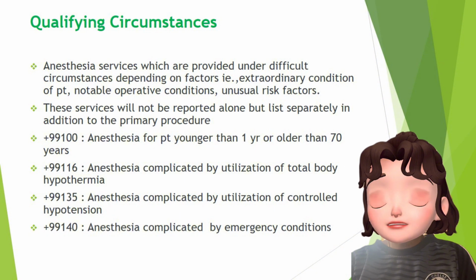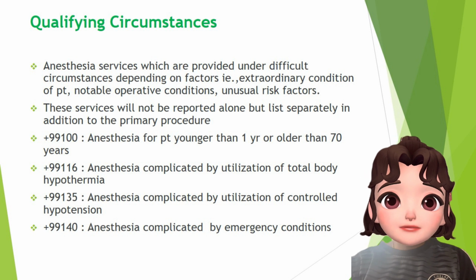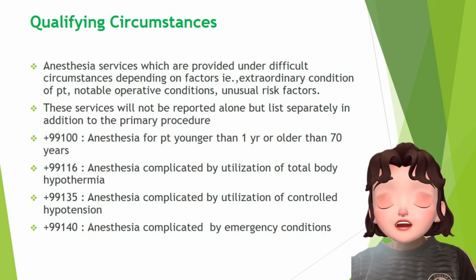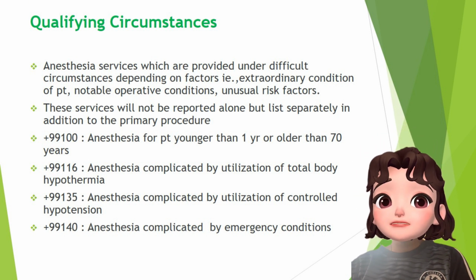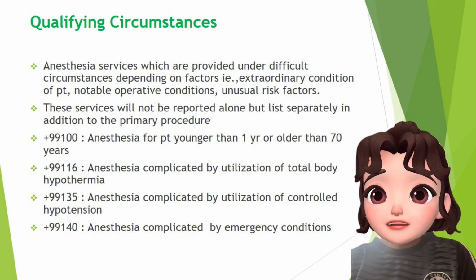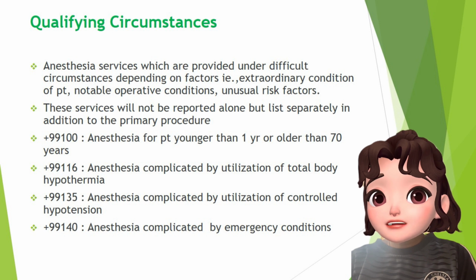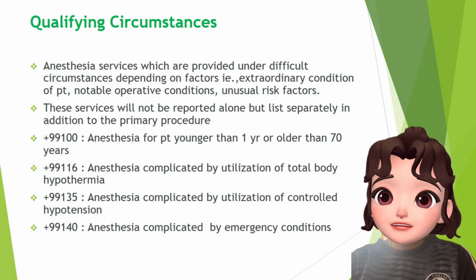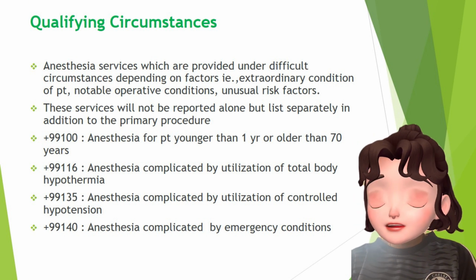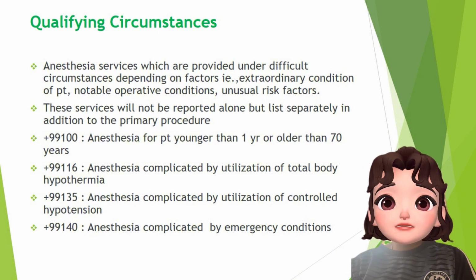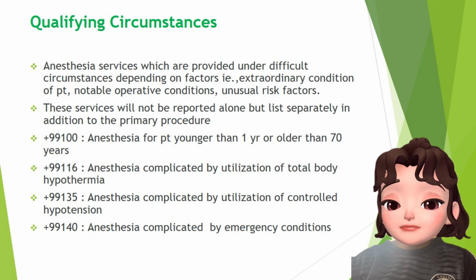99100 is an add-on code given for anesthesia for a patient either younger than 1 year or older than 70 years of age. Similarly, 99116 is anesthesia complicated by utilization of total body hypothermia. 99135 is anesthesia complicated by utilization of controlled hypotension. Similarly, 99140 is anesthesia complicated by emergency conditions. If any of these are reported in the procedure, then we will mark these add-on codes as well.